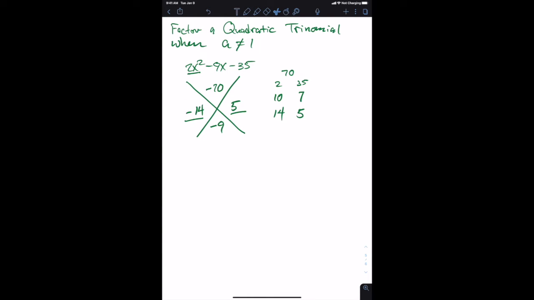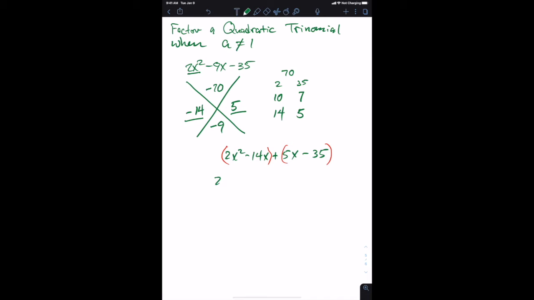Here's another method of factoring a quadratic trinomial, this time using the splitting the middle term method. You see, negative 14 and 5 give you negative 9, so we can split that middle term and write it this way: 2x squared minus 14x plus 5x minus 35. Now, if we break this up into two sets of parentheses, we can factor out common factors from each of those binomials.